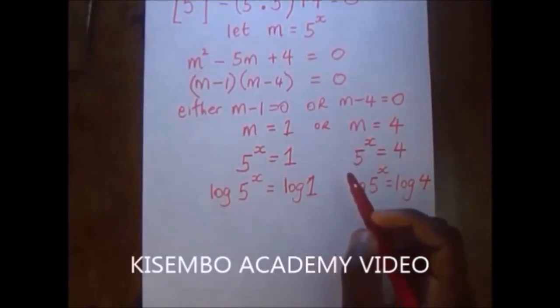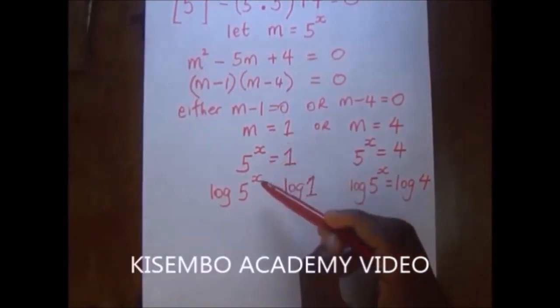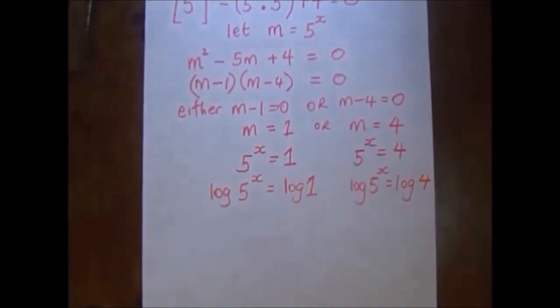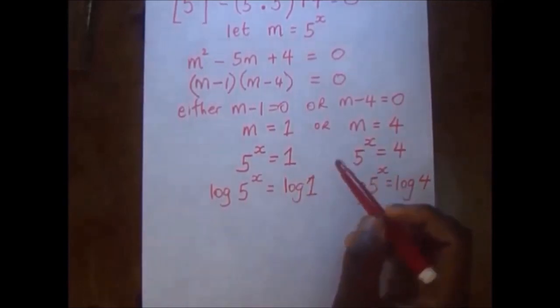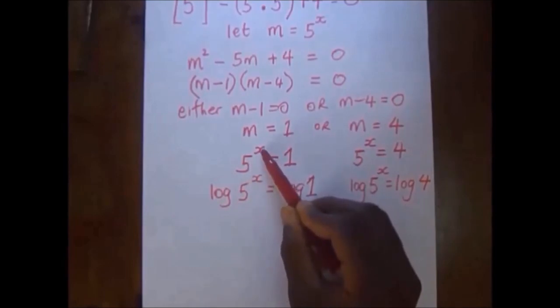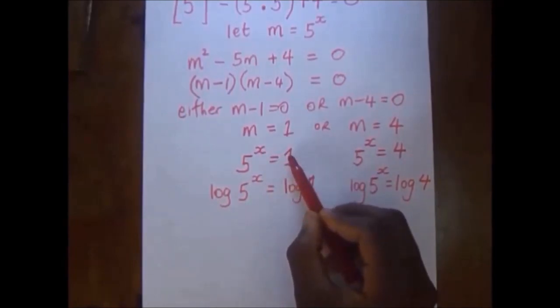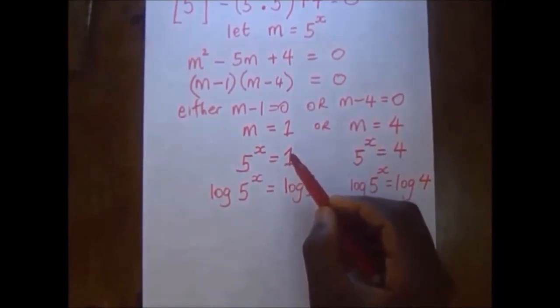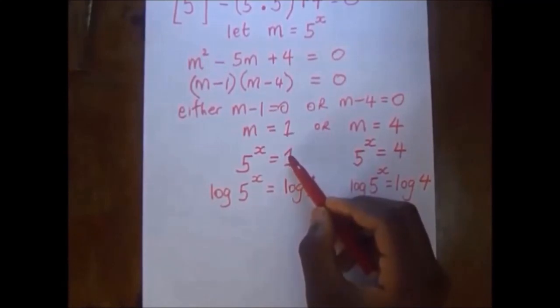Any number to the power 0 is always equal to 1. So it means that here, 5 to the power x is equal to 1. But we know that this 1 can be expressed as any number to the power 0 is equal to 1.